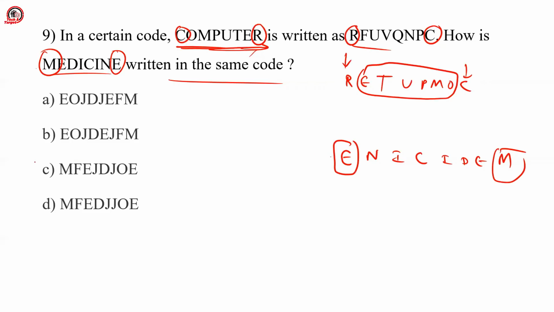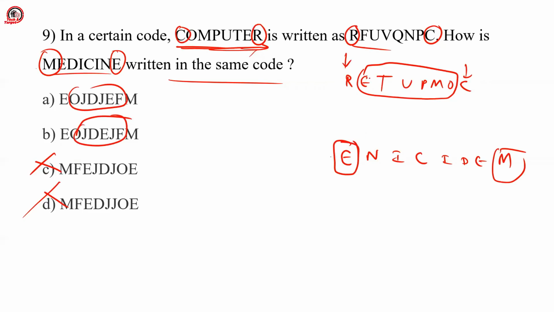So what does that mean? Option C and option D will not be true at all, because the first letter itself is not true in these cases. Now you have to choose between this option and this option. All right. Now what are they doing here?